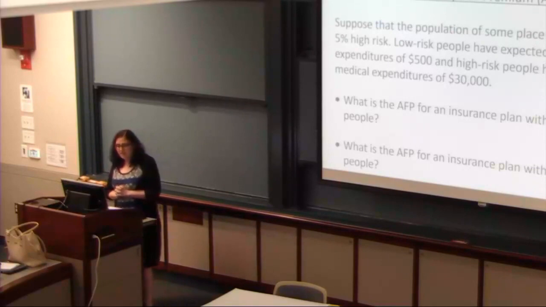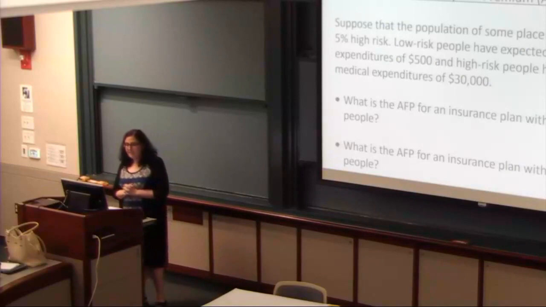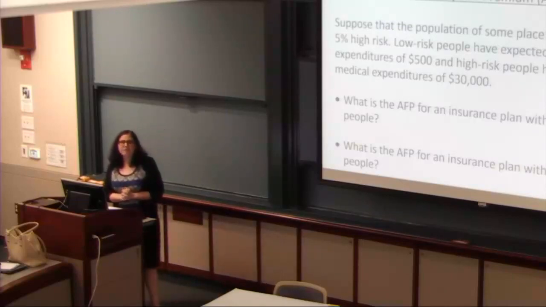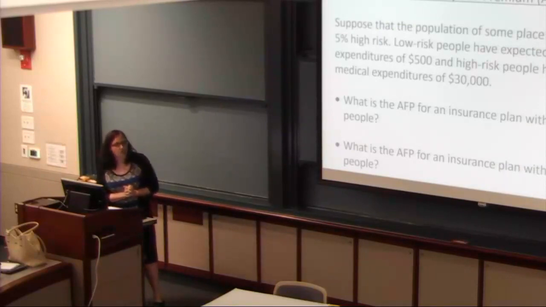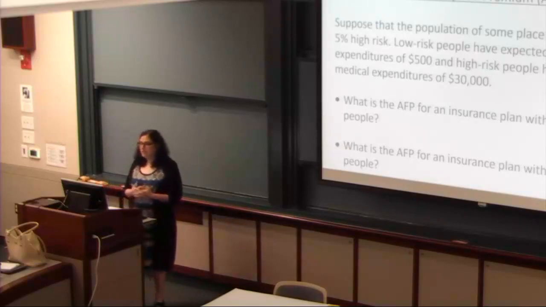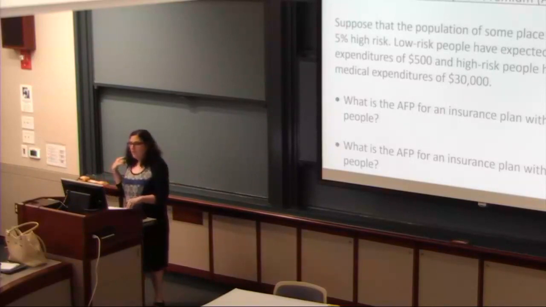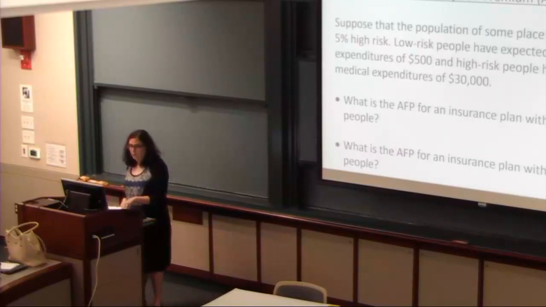So what's the AFP for an insurance plan with only low-risk people? $500. What's the AFP for an insurance plan with only high-risk people? $30,000. I cover this material after I've already taught the empirical material about how concentrated health care costs are, as well as the empirical evidence about persistence. So they have some sense of just how different low and high risk people would be.